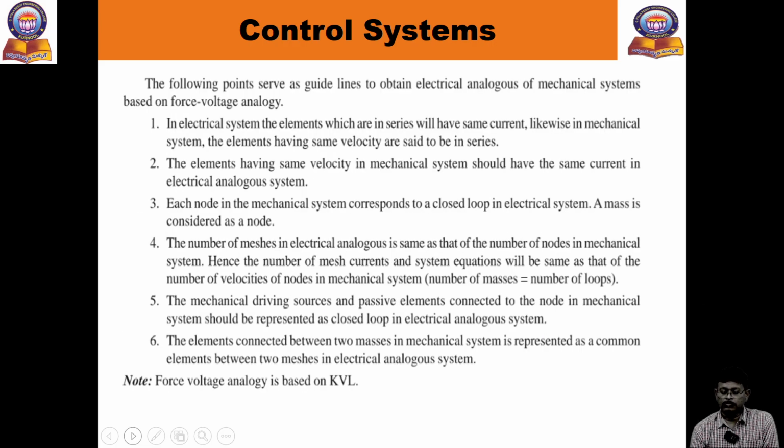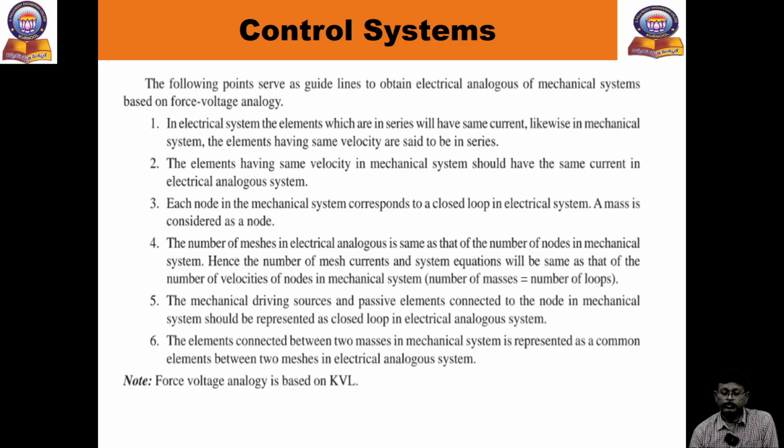Similar to the previous translation and rotational systems, where you saw some points on how we write the equations, there are also a few points here. In an electrical system, the elements in series will have the same current. You already know this very well from circuits: when there are series circuits, current is common. Likewise in mechanical systems, velocity is common in series. So elements having the same velocity in a mechanical system have the same current in the electrical analog.